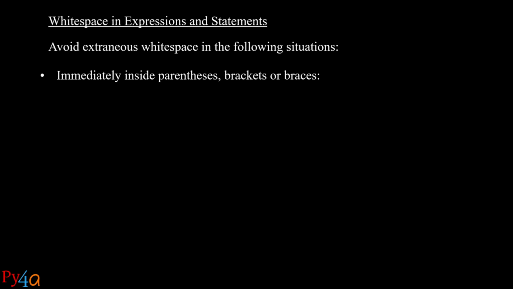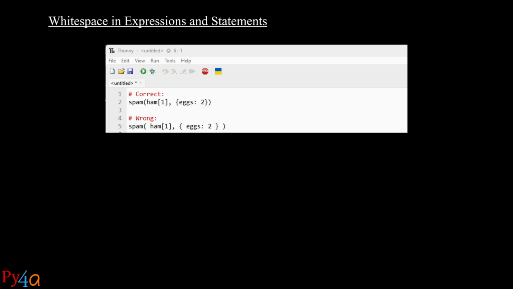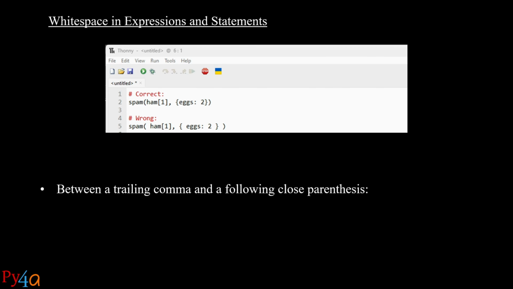Whitespace in expressions and statements. Avoid extraneous whitespace in the following situations: immediately inside parentheses, brackets, or braces. This is an example. Right inside parentheses, brackets, or braces, don't create extra whitespace. The first is the right way of doing it. The second is the wrong way of doing it. We will see that when we start writing our code.